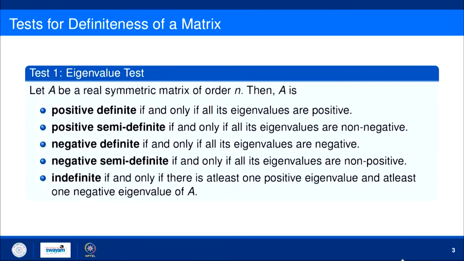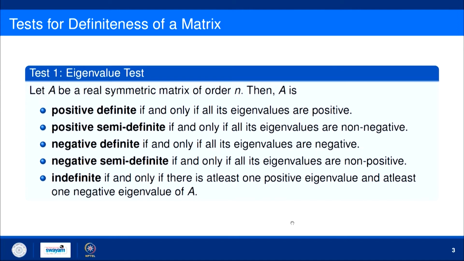So, what are the different tests? We have different tests. Test 1 is the eigenvalue test. So, what is this test? Let A be a real symmetric matrix of order n. Then A is positive definite if and only if all its eigenvalues are positive.